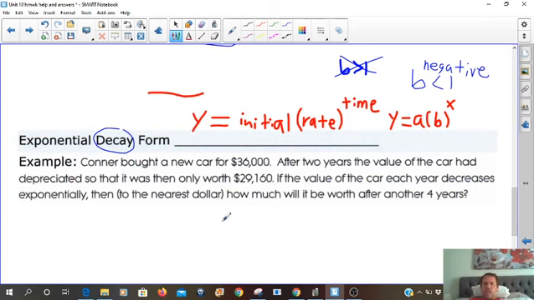Wow. Okay, so we're going to do the same thing now. So our initial value this time is 36,000. And the rate, we don't know how much is decreasing, but we're about to find out. And then after 2 years, it's dropped down to 29,000. Right? 29,000.